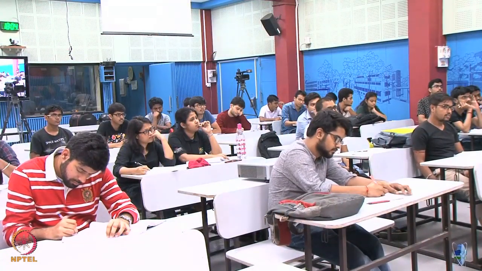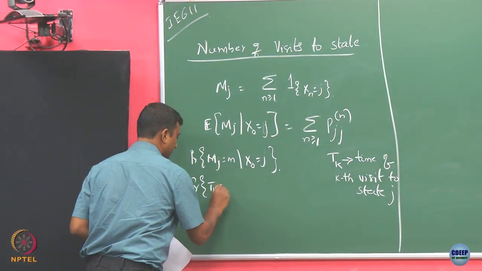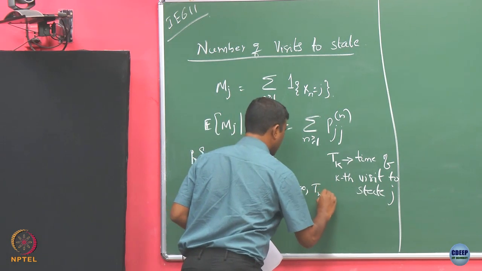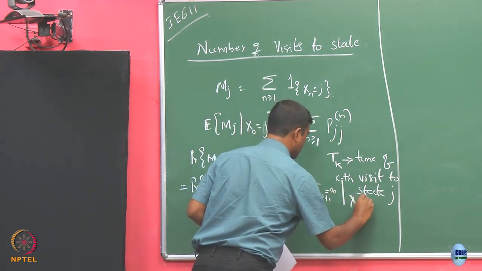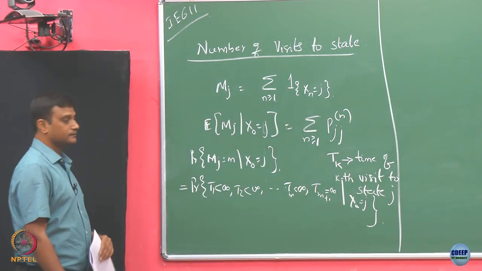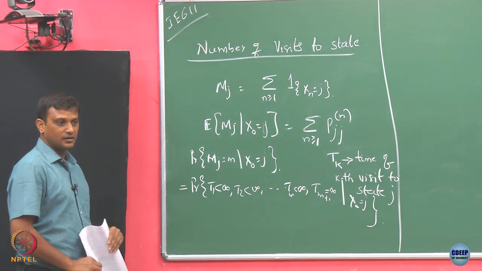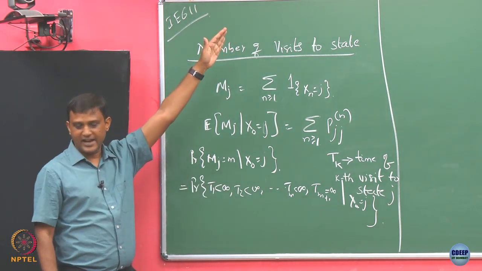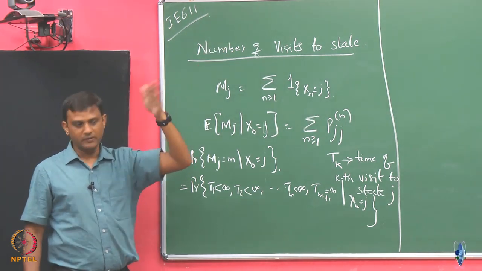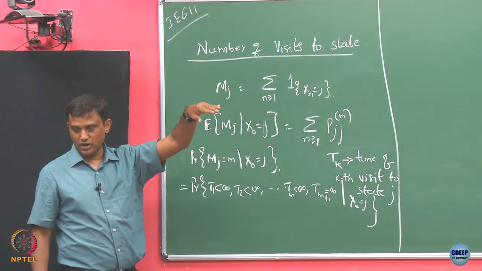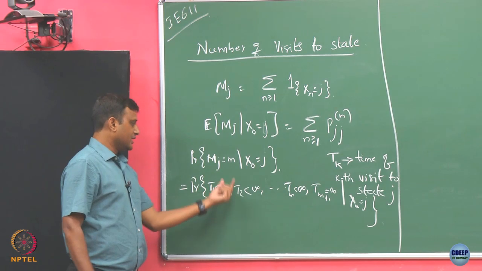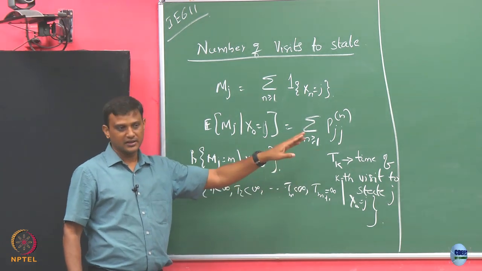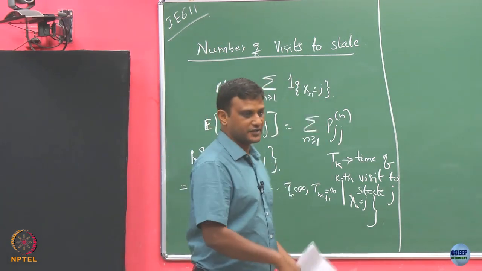So let's write that. It must be the case that T1 should be finite, T2 should be finite, all the way up to Tm should be finite, and Tm plus 1 should be infinity, given that X0 equals j. So mj equals m is saying I should have hit state j m times in the future. It is not telling at what time. You may have hit it after some time for the first time, and subsequently after some more time you might have hit it another time. So if mj equals m, the first m visits must have happened in finite time, and after that the m plus 1 hit might not have happened. That means Tm plus 1 equals infinity.